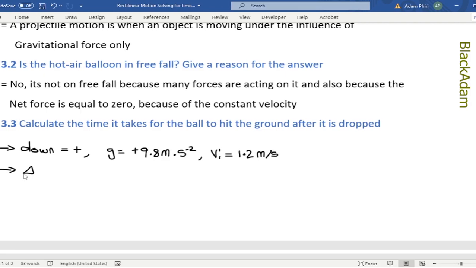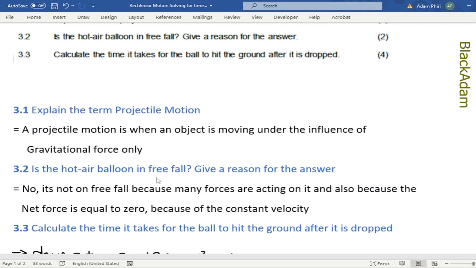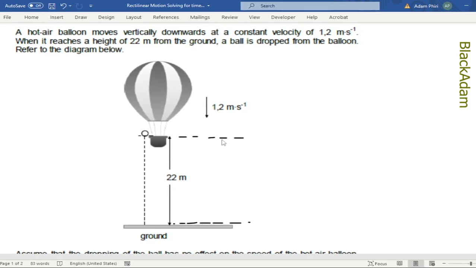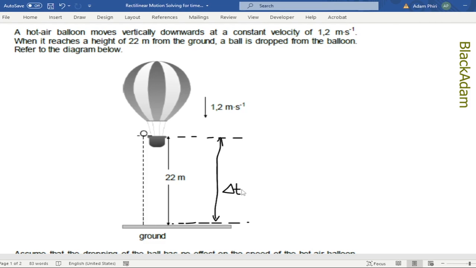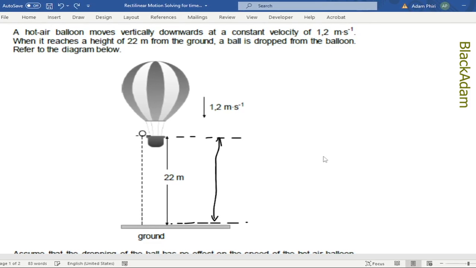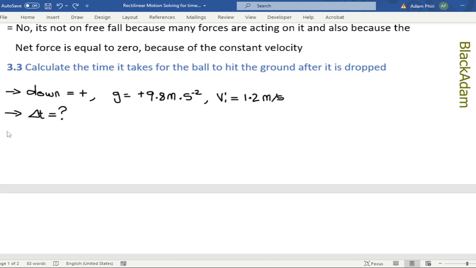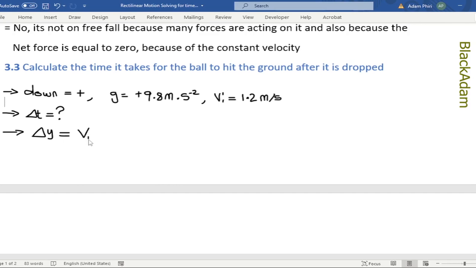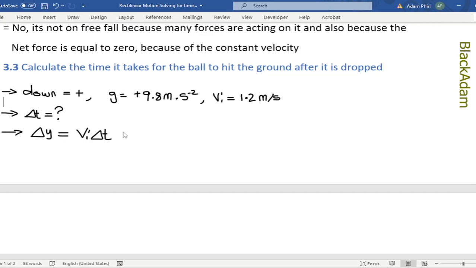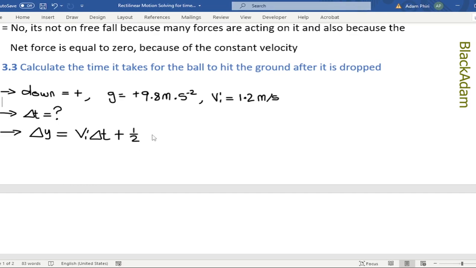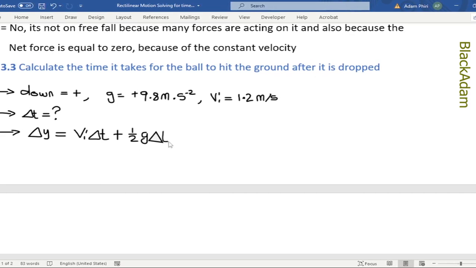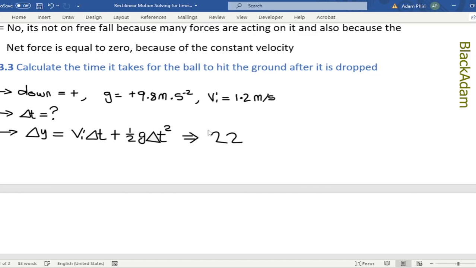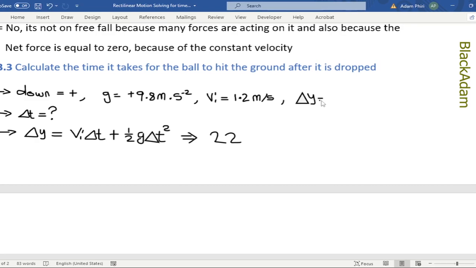Then from there we have to find change in T. So change in T we don't know. We should come up with an idea. As it moves from that point, 22 meters from up going down, change in T is what we need to find out. So we are going to use the equation, which is change in Y is equal to VI multiplied by change in T plus half G change in time squared, and change in Y is 22 meters.